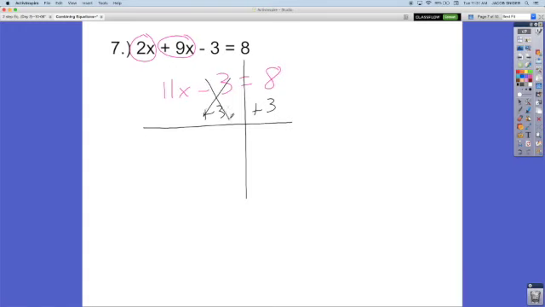Okay? I got 8 plus 3. I got 11. Bringing down what I haven't used yet: 11x equals 11. And the last step, divide by 11. And x equals 1.